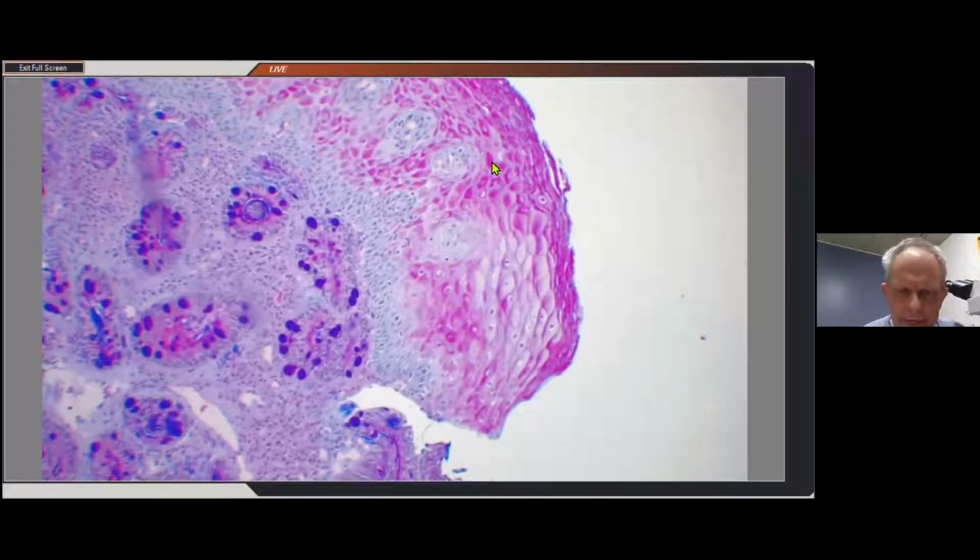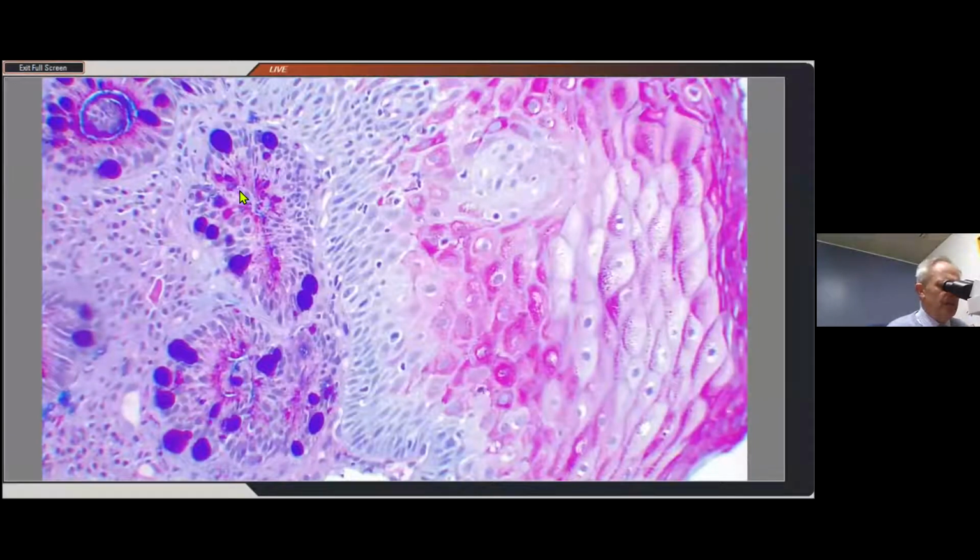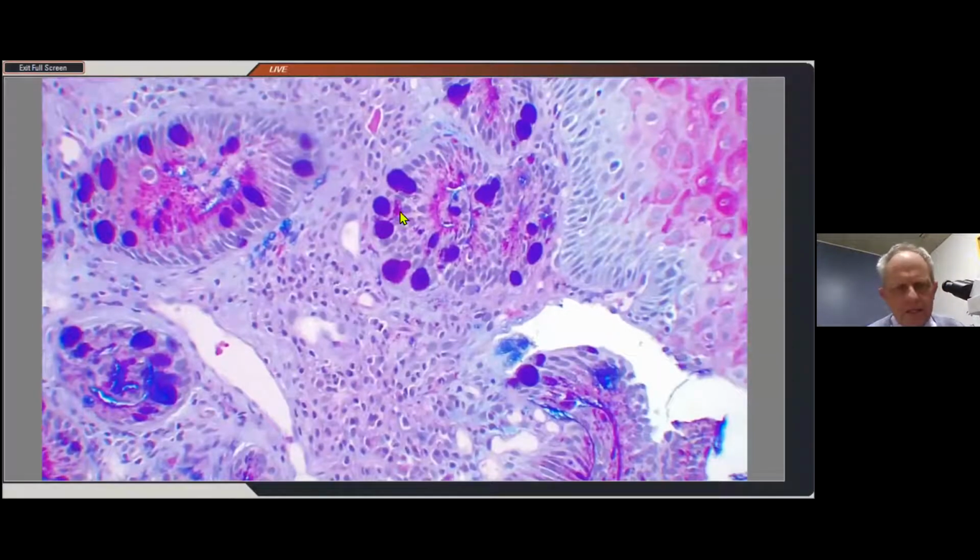It also picks up glycogen. So the glycogen is positive as well in the squamous epithelium. If you look in the underlying glands, you can see that those intestinal glands, in fact, show a combination of neutral mucin and also acidic mucin secondary to the intestinal metaplasia. So it's a very good example then of intestinal metaplasia that is occurring in a patient with Barrett's esophagus.